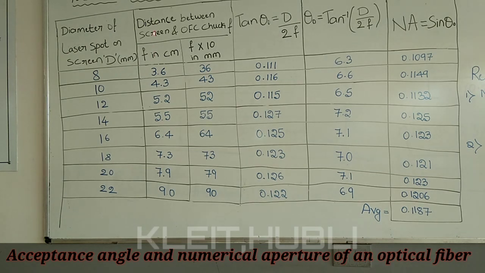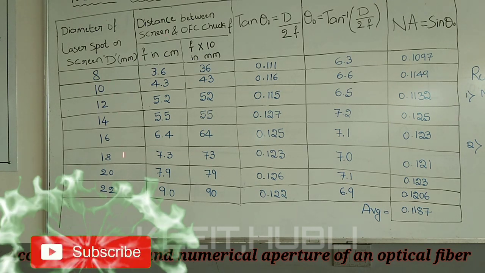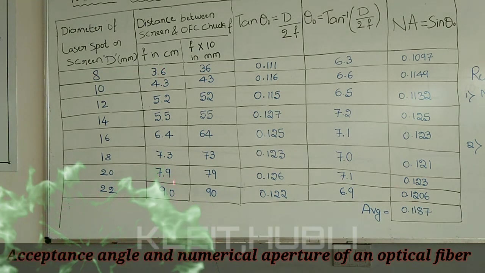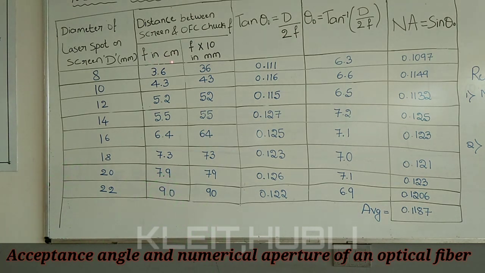Similarly, we have to move this distance between screen and OFC check so that the diameter of the laser spot should become 10 millimeter. So at that time the distance was 4.3 centimeter. Similarly, you have to go on varying the distance between screen and OFC check so that your diameter spot is 12 millimeter, 14 millimeter, 16 millimeter, 18, 20 and 22. So you have to adjust your distance between the OFC check and screen to make this diameter on the aperture. So what is the distance for this diameter? You have to record in this column where the distance is in centimeter.